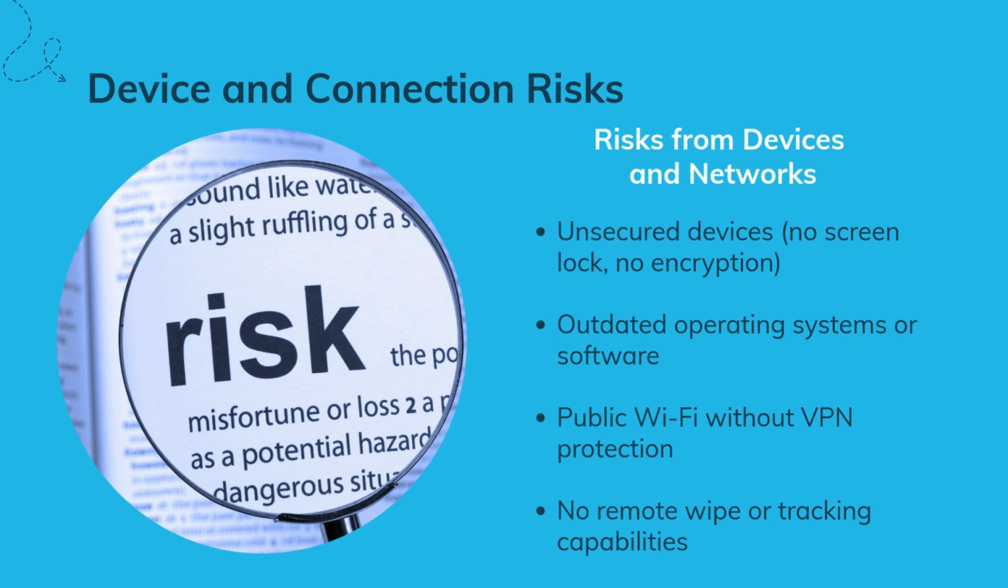Then there's the issue of public Wi-Fi. If you're not using a VPN, everything you send, logins, emails, files, can be intercepted by someone on the same network. Finally, make sure devices are set up with remote tracking or wipe features. If something is lost, you should be able to lock it down or erase the data.